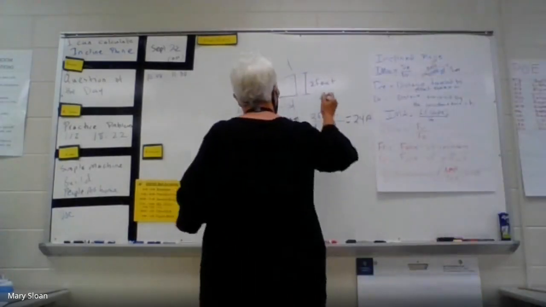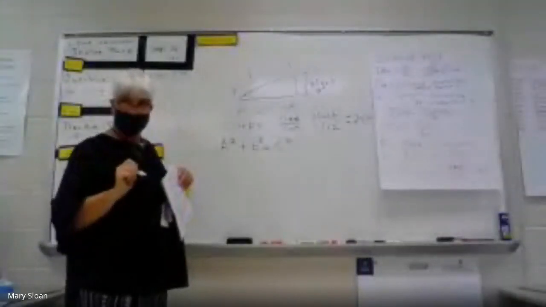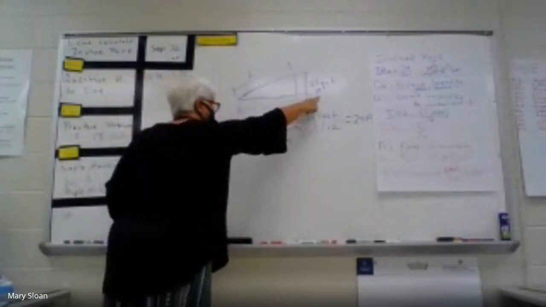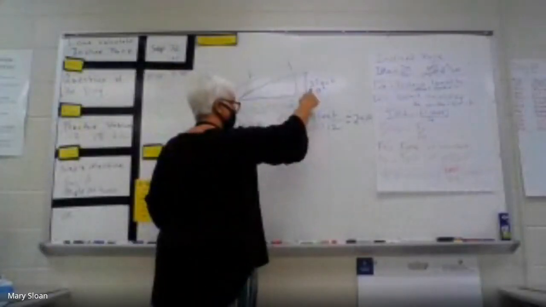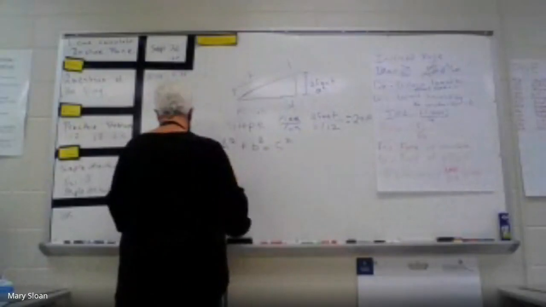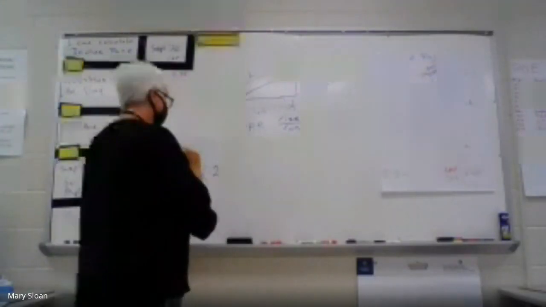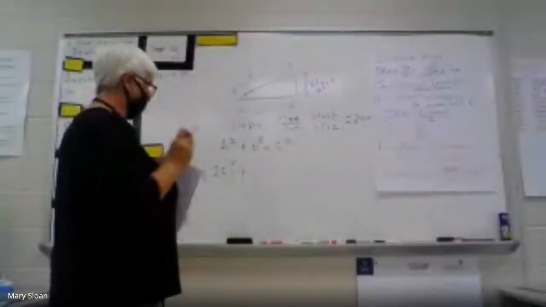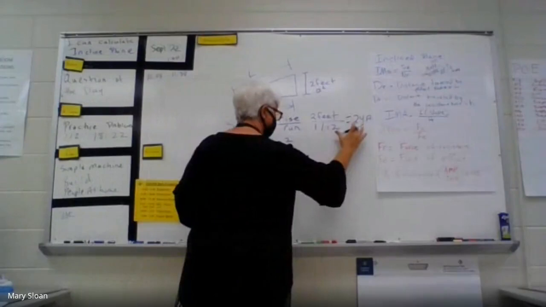So what do you think our A squared is? A squared is 2 feet. So 2 squared, 2.00 feet squared. Plus. What is our B? Here's our B.